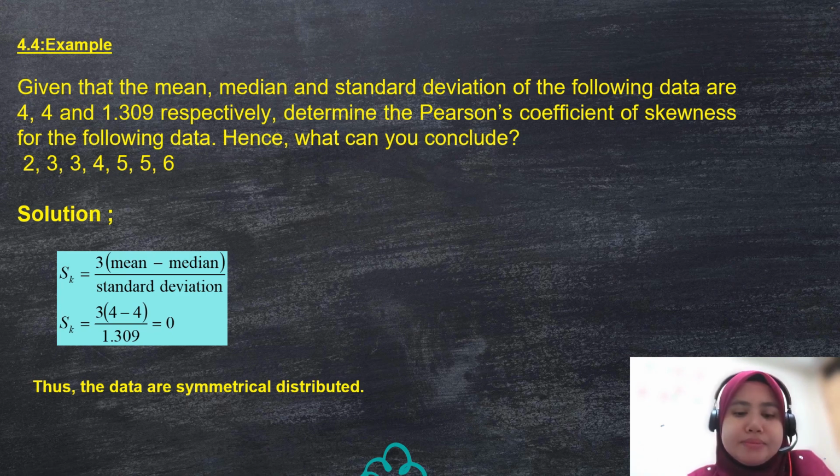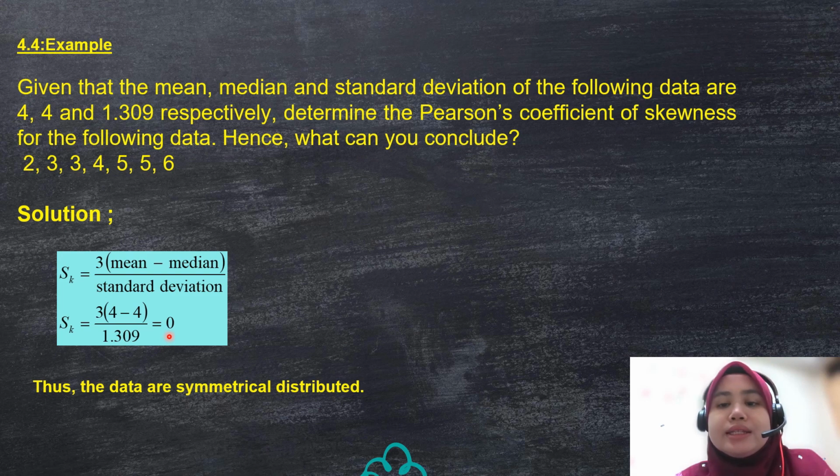Alright, let's look at the next example. Given that the mean, median, and standard deviation of the following data are 4, 4, and 1.309 respectively, determine the Pearson's coefficient of skewness for the following data. Hence, what can you conclude? So here is our data: 2, 3, 3, 4, 5, 5, 6. As you are already given those three values, we will use this formula. The Pearson's coefficient equals 3 multiplied by mean minus median divided by standard deviation. When we substitute the values, we get a Pearson's coefficient equal to 0. Thus, we conclude that the data are symmetrically distributed.